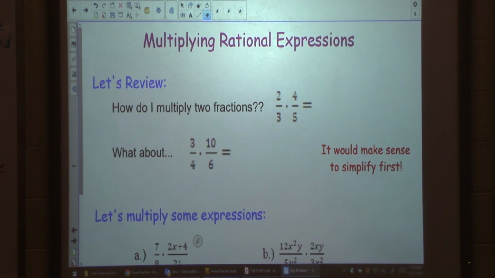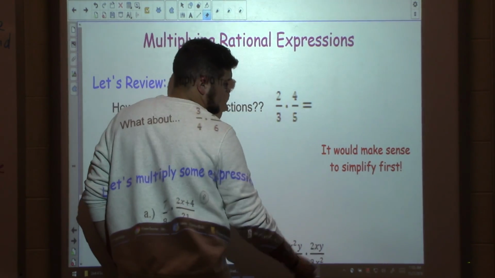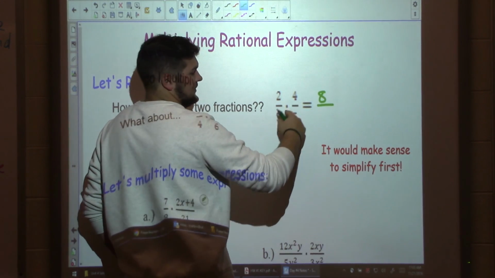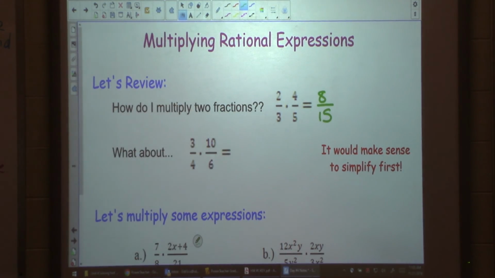What's that? Just straight across, right? Multiply 2 times 4 is 8. Over 3 times 5 is 15. Very good. That's exactly how we multiply fractions.